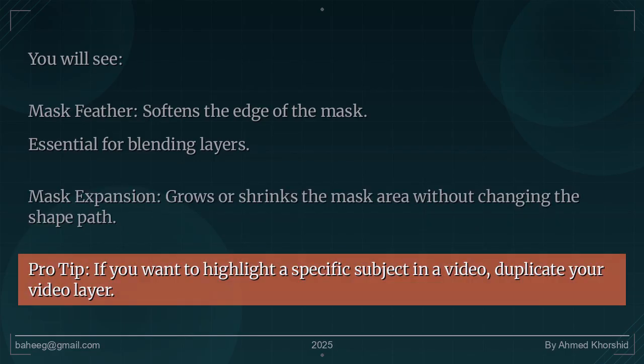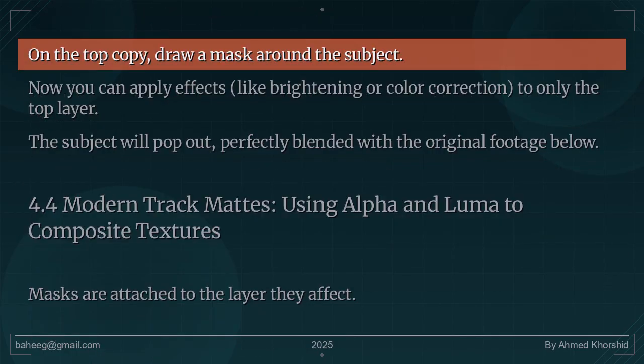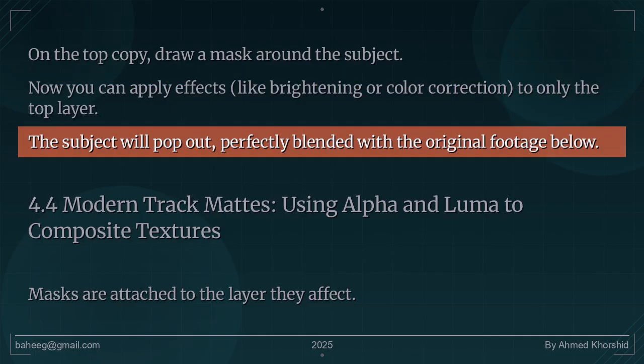Pro tip: if you want to highlight a specific subject in a video, duplicate your video layer. On the top copy, draw a mask around the subject. Now you can apply effects, like brightening or color correction, to only the top layer. The subject will pop out, perfectly blended with the original footage below.